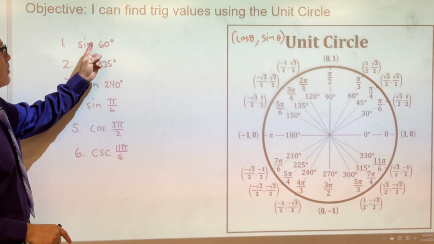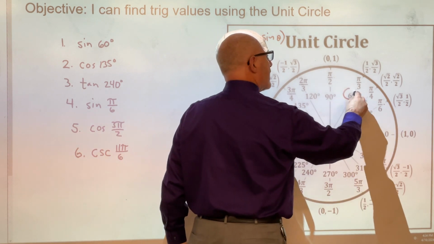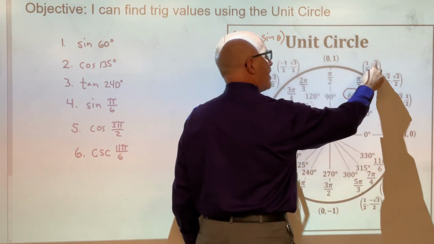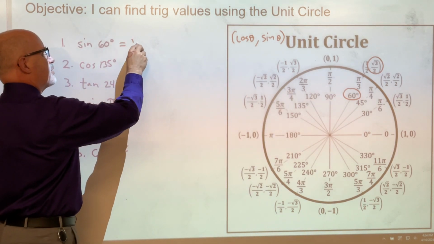If we want to do sine of 60 degrees, we go over and find 60 degrees, and then the sine is the y value. So I just take that square root of 3 over 2, and that's my answer.